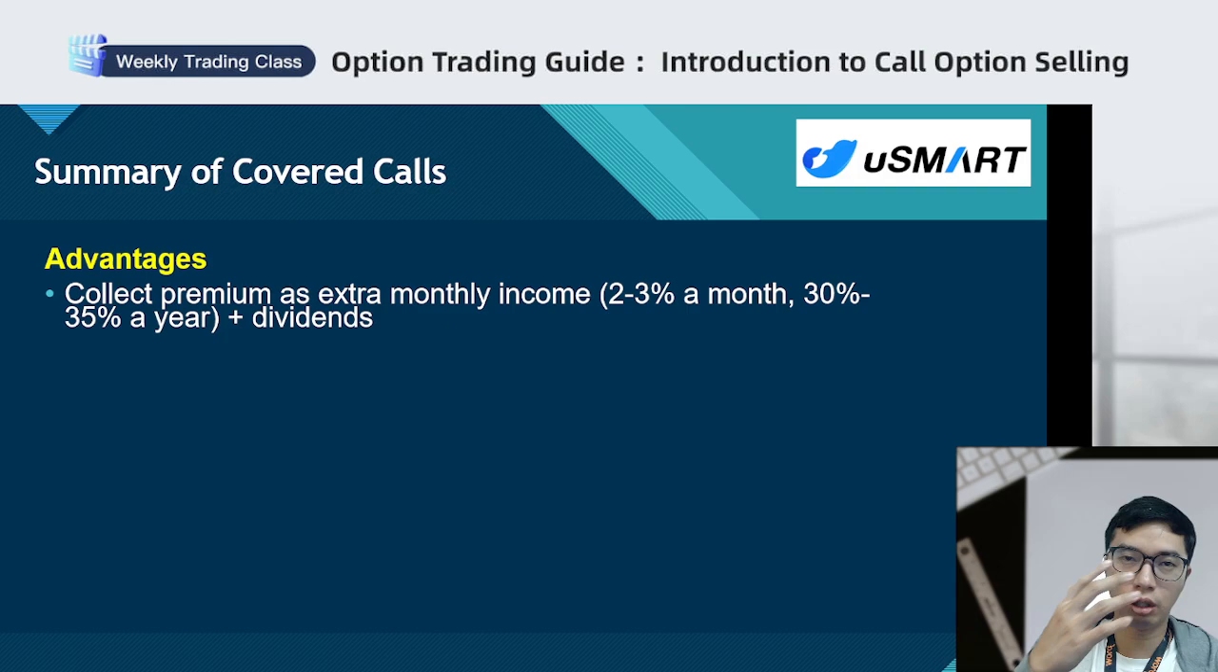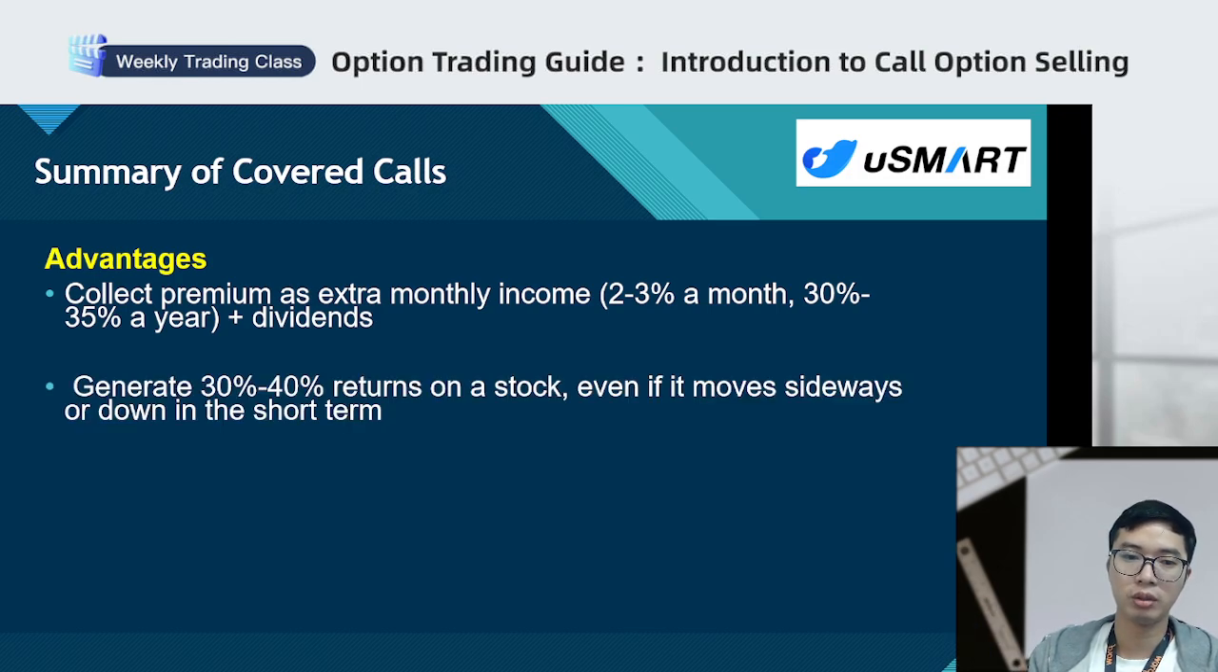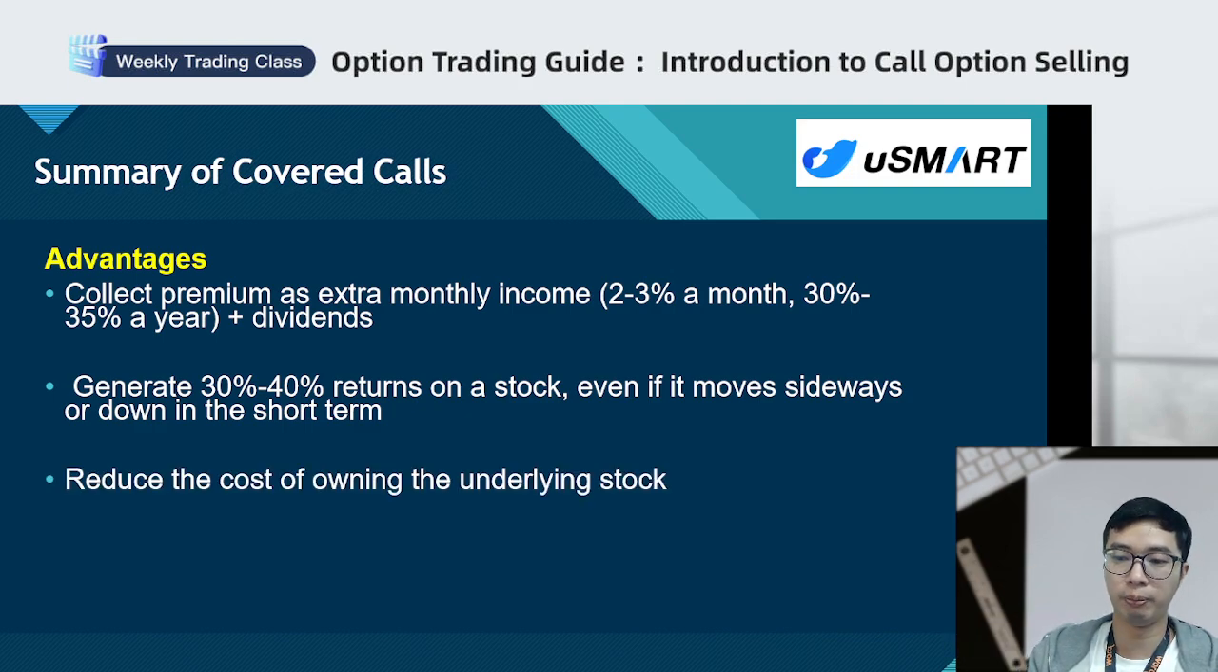And if you own a good stock, it actually gives dividends. This can significantly increase your portfolio liquidity and also your additional income, right? So you have better cash holding in hand, and in the long run you can outperform the markets. This is a strategy that can generate maybe 20% to 30%, to be very conservative, on a stock, even if it moves sideways or down in the short term. It also reduces the cost of owning the underlying stocks, because you keep on getting additional income.